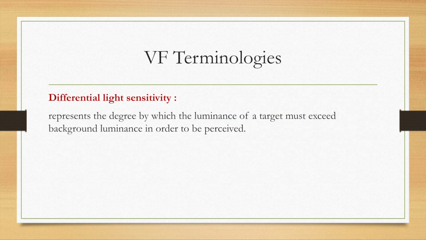Now the differential light sensitivity. The differential light sensitivity represents the degree by which the luminance, the intensity of the light of a target, must exceed background luminance in order to be perceived. To understand this, the perimetry machine presents all the stimuli with an intensity higher than the intensity of the background luminance. Why? To give us a contrast sensitivity between the stimulus and the background.